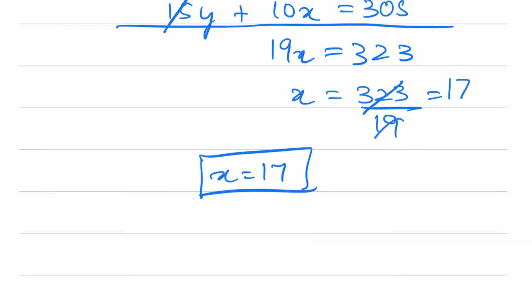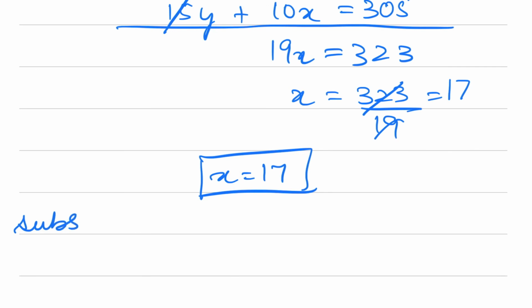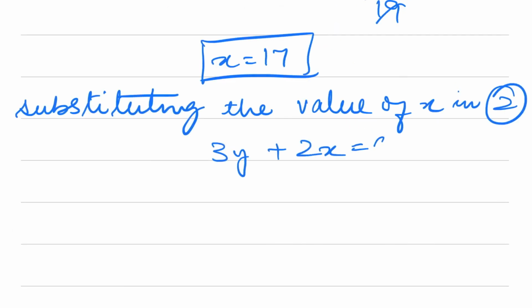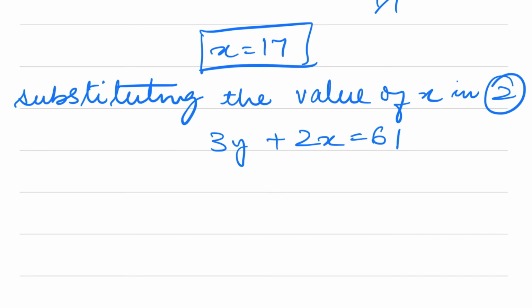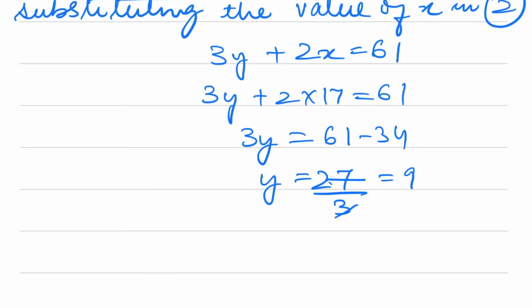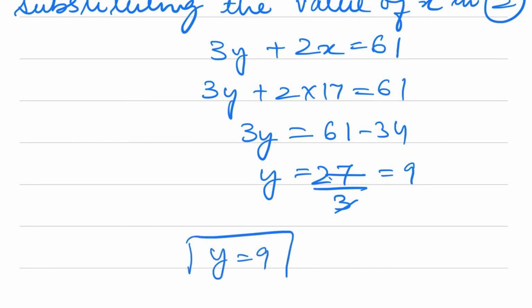Now let's find out y. So substituting the value of x in the second, 3y plus 2x is equal to 61. So we have 3y plus 2 into 17 is equal to 61. 3y is equal to 61 minus 34. y is equal to 27 by 3. So we have 9. So y is equal to 9.